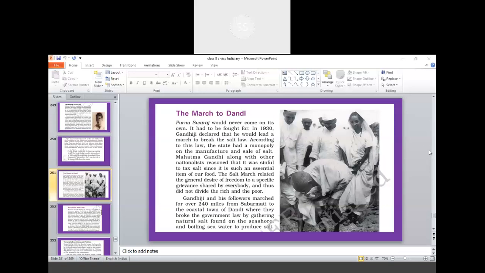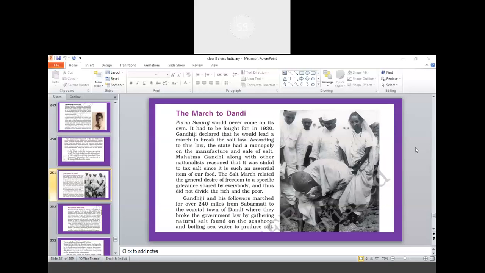So Gandhiji decided that was the right time to organize civil disobedience. What do you mean by civil disobedience? It means disobeying the law passed by the British. That's called civil disobedience. So which law was opposed by Mahatma Gandhi here? Salt law. Salt law.